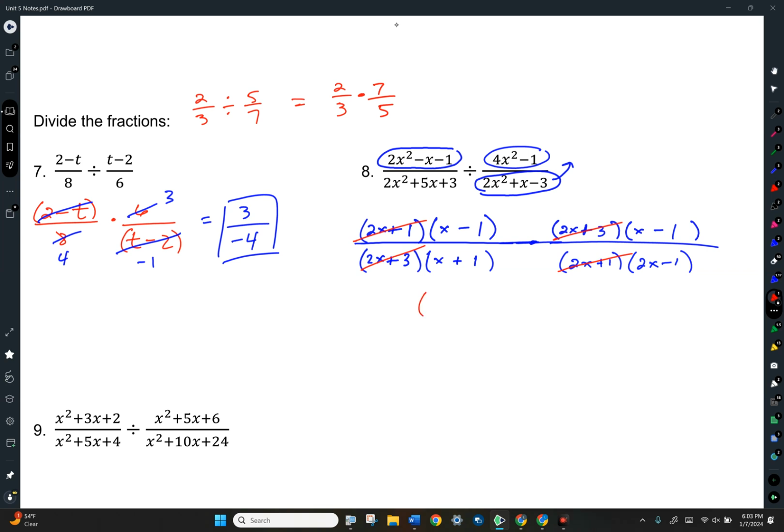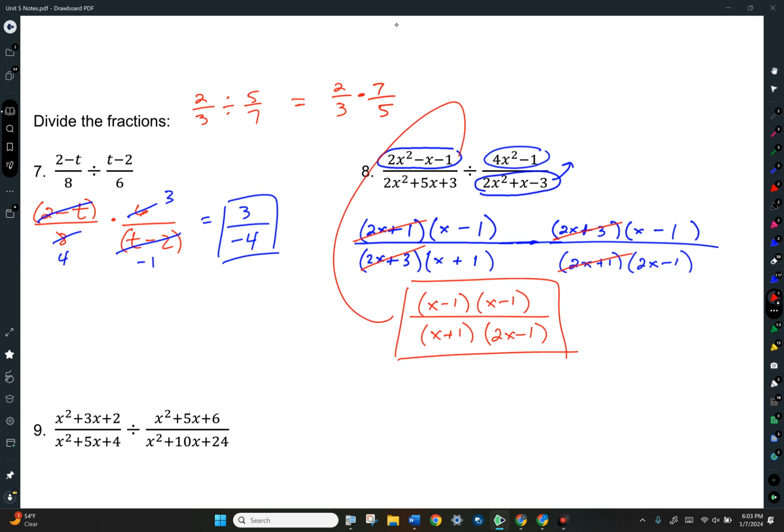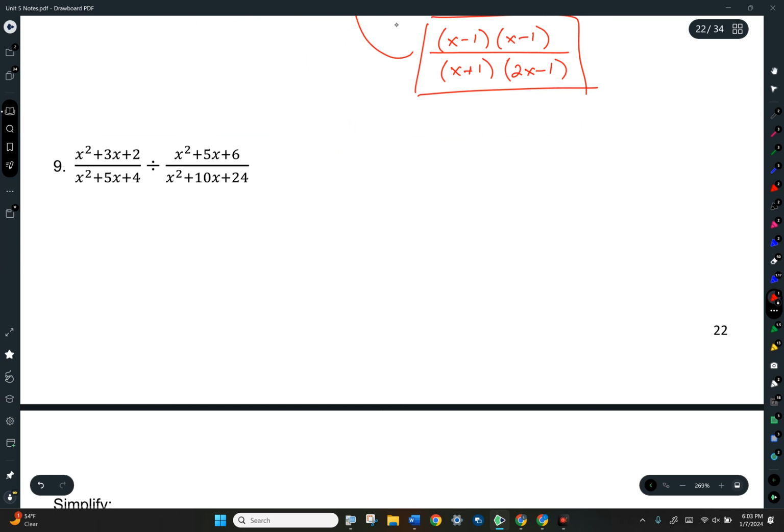So you just leave on top x minus 1, x minus 1, and on bottom you would leave x plus 1 and 2x minus 1. And that's perfectly fine. Still is more simplified than what we had up here for our original. Okay.